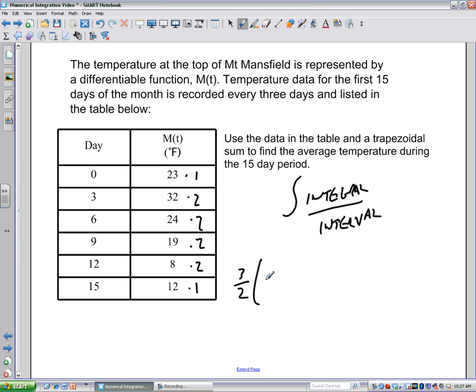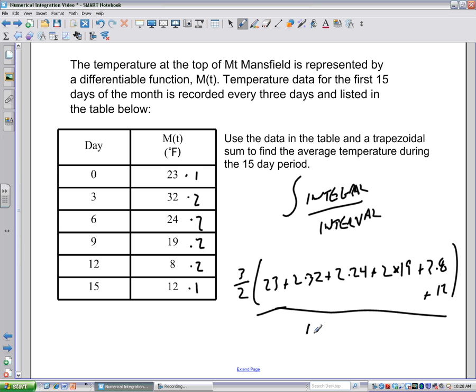So it would just be a matter of 23 plus twice 32 plus twice 24 plus twice 19, plus twice 8 plus 12. Okay, and we get that total. That would be the integral part. And then in this case, what we would do is we take that answer and divide it by 15.